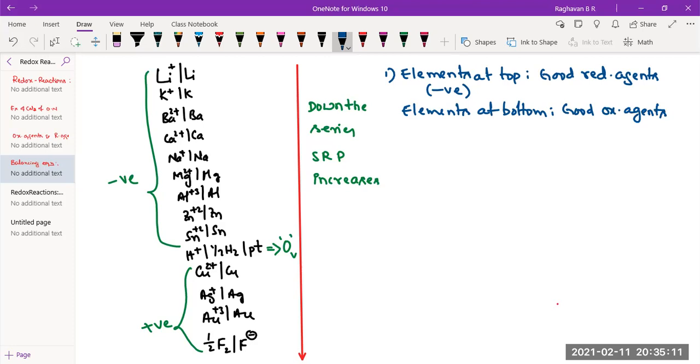Okay, so this is positive SRP, and this is true between any two elements, successive elements also. So at the top reducing agent, at the bottom oxidizing agent, or between any two elements. Like for example, you take magnesium and aluminum. Magnesium is above, reducing agent. This is below, oxidizing agent. Reducing agent means it gives electron. Oxidizing agent means it accepts electron.